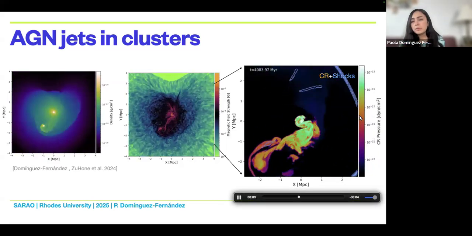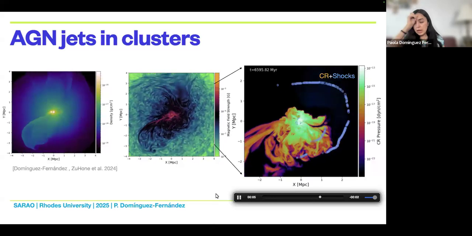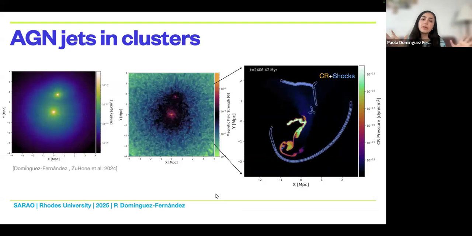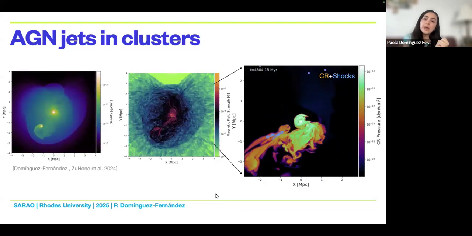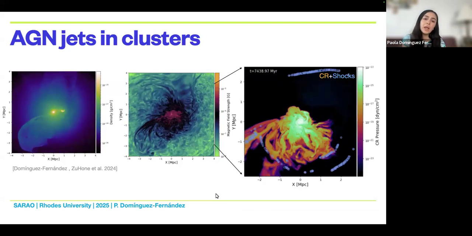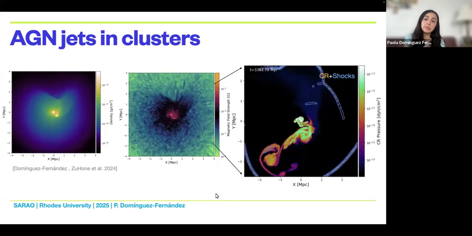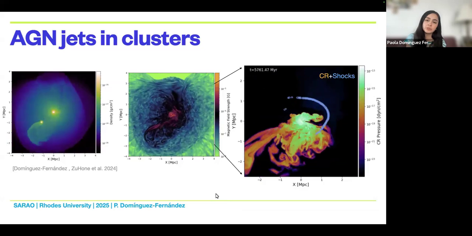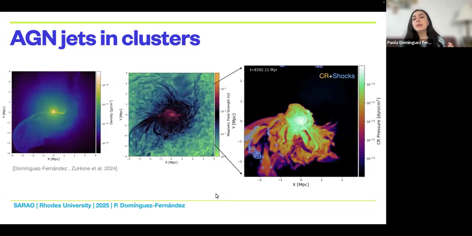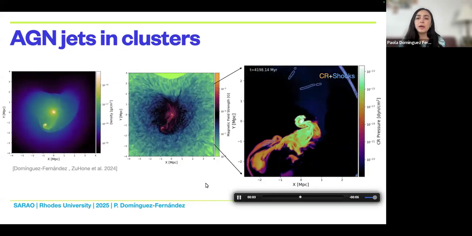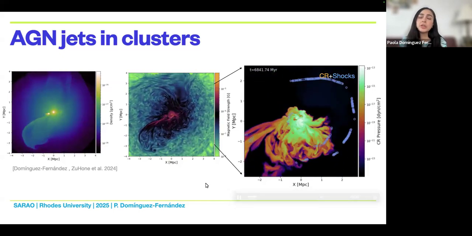And on this side over here, you're seeing basically the main thing of the simulation. So you're seeing how this single outburst is being generated, and it's injecting cosmic rays into the cluster environment. And in blue here, you're just seeing the shocks from the merger.